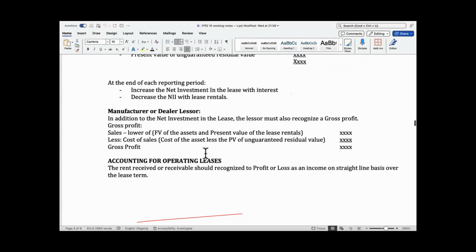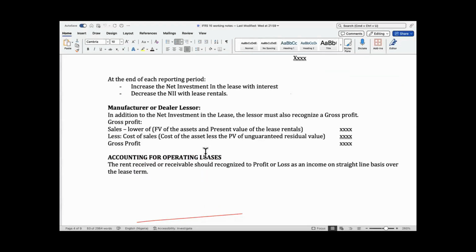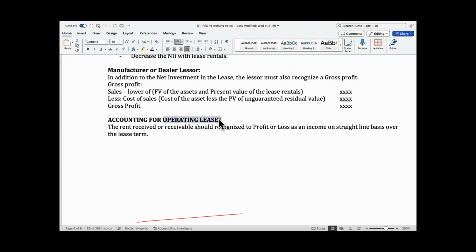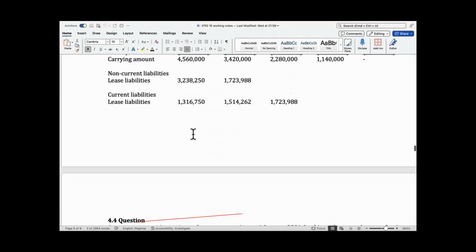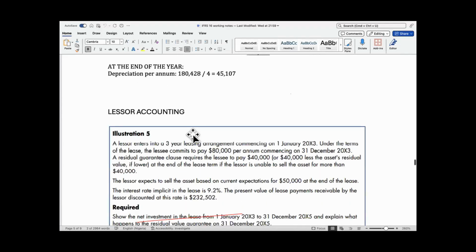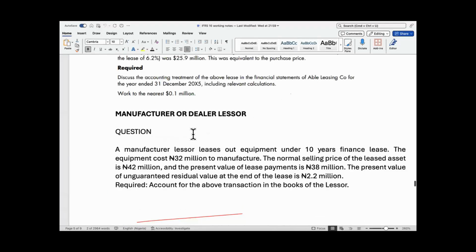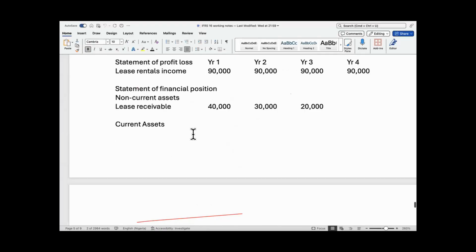For a manufacturer or dealer lessor, we said that you will need to also recognize a gross profit in addition to the net investment in the lease by comparing sales with cost of sales. For operating leases, we said the rent received or receivable would be recognized on a straight line basis over the lease time. We solved questions on Wednesday on all these principles. So we did quite a lot.